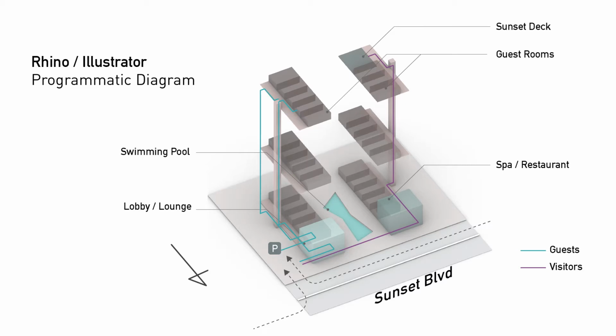A programmatic diagram is a powerful way to communicate the complex programs of your project. Today, we will use an example of hotel design to show different programs. A simple Rhino file is used for this tutorial. Also, we will use Adobe Illustrator to add some extra elements like circulation and captions.